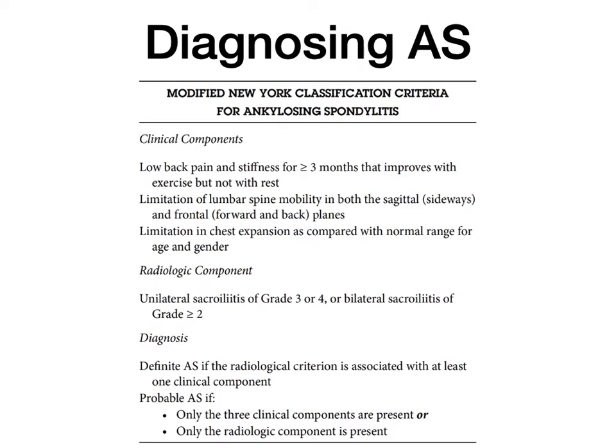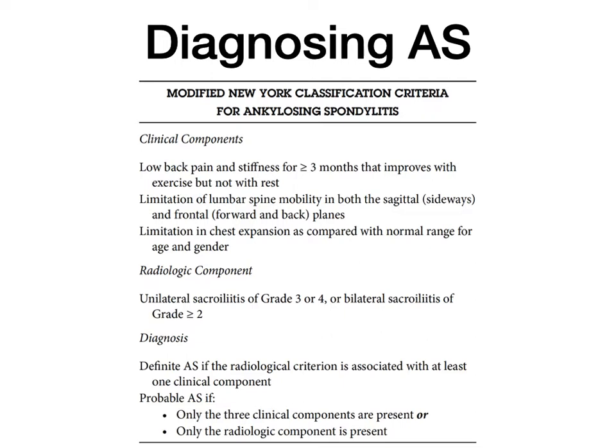So a word about diagnosing ankylosing spondylitis. We use the modified New York classification criteria for ankylosing spondylitis, in which we have got a clinical component and a radiological component. So the clinical component includes low back pain, stiffness for more than 3 months that improves with exercise but not with rest, limitation of lumbar spine mobility in both sagittal and frontal planes, and limitation in chest expansion. Whereas the radiological component includes the unilateral sacroiliitis of grade 3 or 4 or bilateral sacroiliitis more than 2.